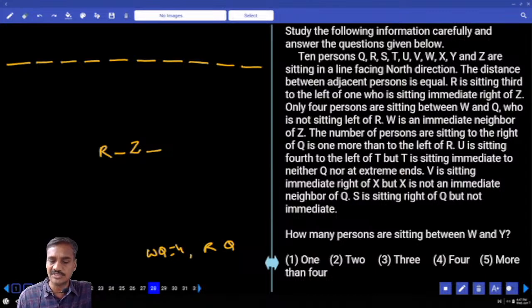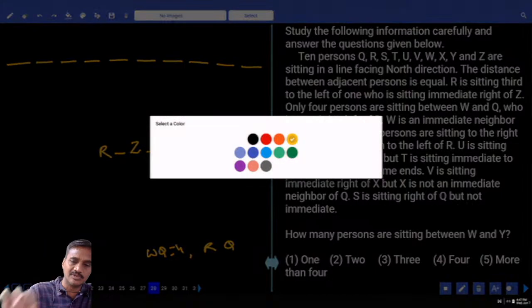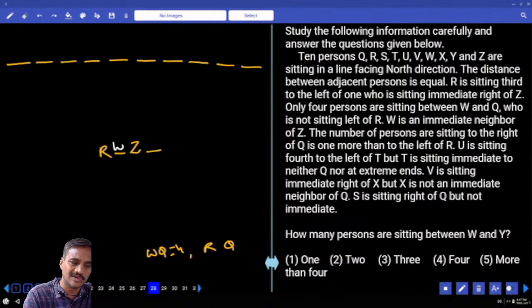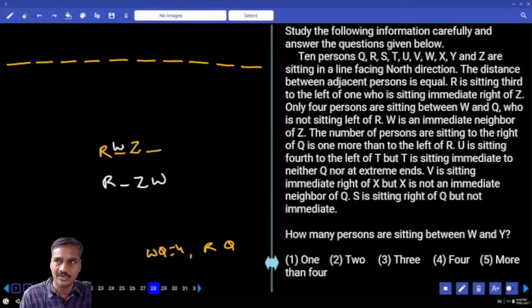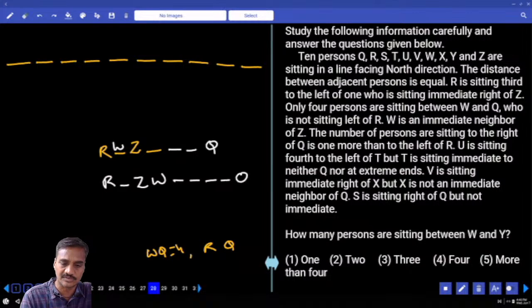Then W is an immediate neighbor of Z. Now if W is an immediate neighbor of Z, W can be on the left-hand side or on the right-hand side. Now R, blank, Z, and W can be here. If W is here, Q is to the right-hand side of W, with 4 persons between: 1, 2, 3, 4. Now Q is to the right. Here again, 1, 2, 3, 4, Q is there. Now we are done with this information.